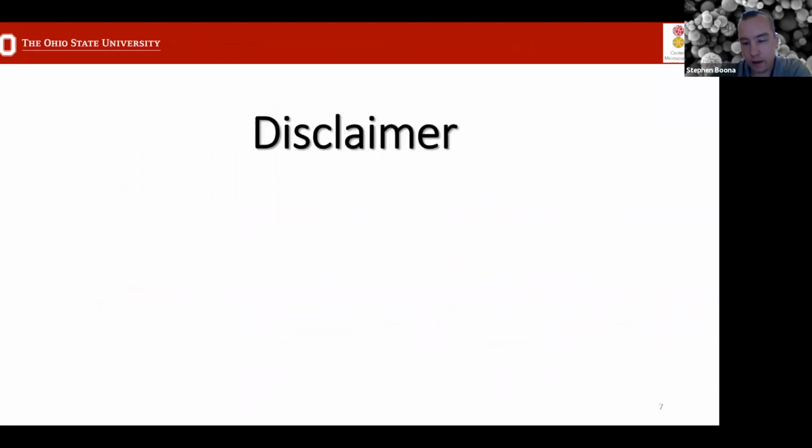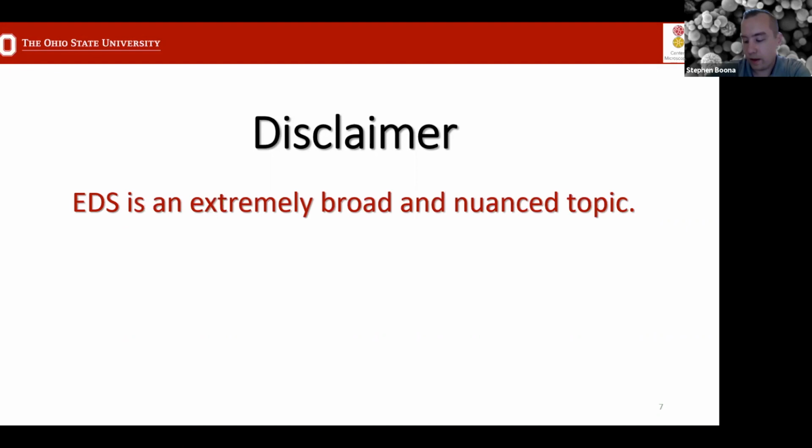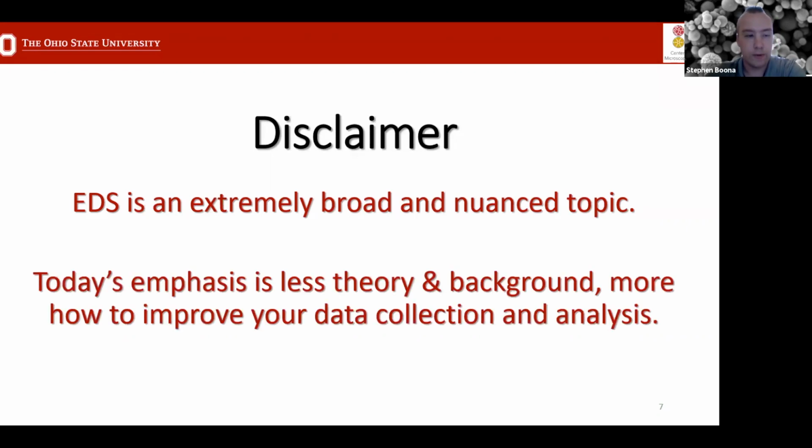So I have to add a disclaimer here that this is an extremely broad topic. We do not have nearly enough time today to get into all of the different nooks and crannies that we could talk about in terms of the theory and background. I'm going to try to move quickly to get through everything, but we're going to mainly try to emphasize some specific examples of situations where adjustments to the parameters will dramatically improve the collection and analysis process of the data.